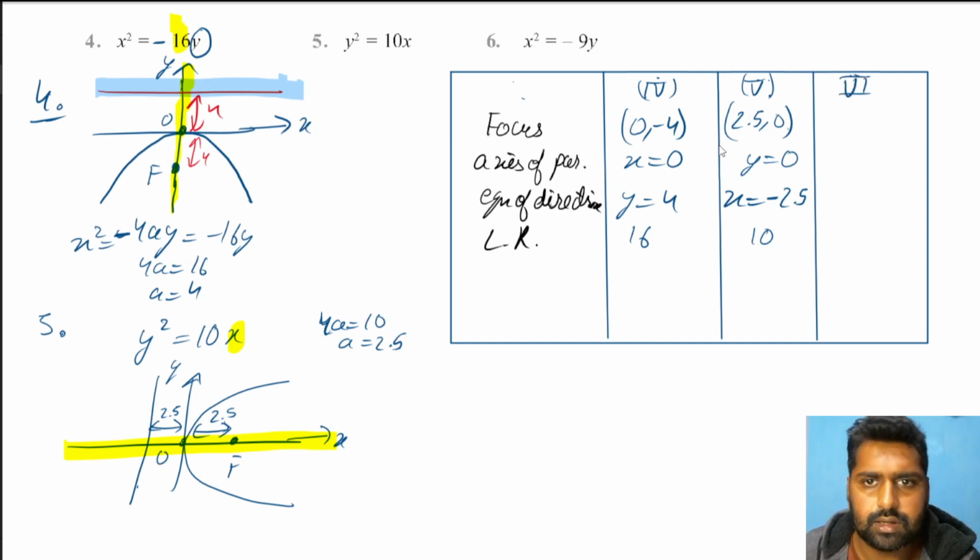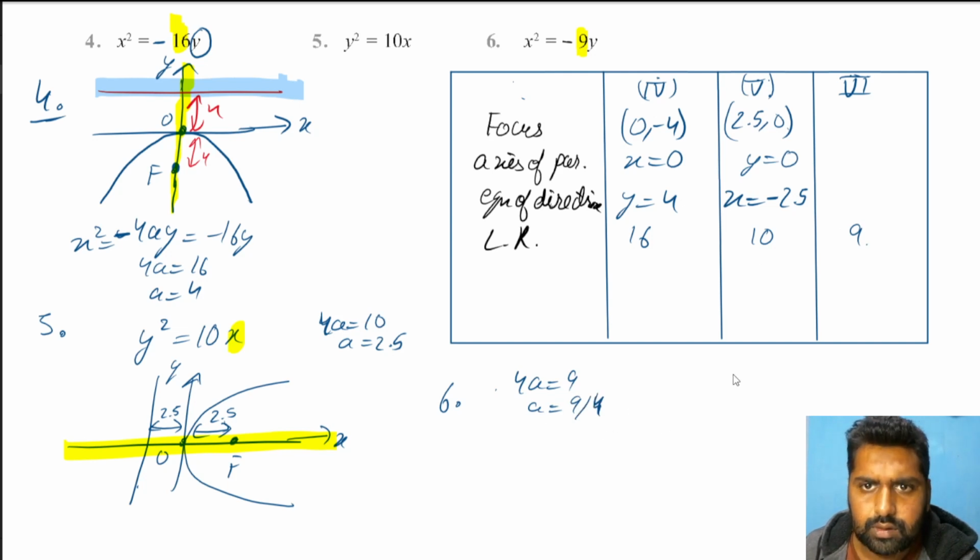Next, sixth, last one here, x square equal to minus 9y. Directly, first of all, now I'm writing very much direct here. The coefficient, just the number, not the negative sign, is the latus rectum. Let's finish that first. Latus rectum is 9. Now let's compare. 4a is 9, a is 9 by 4 or 2.25, your call.